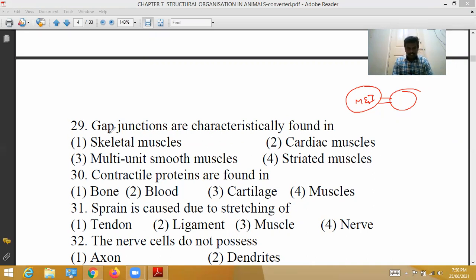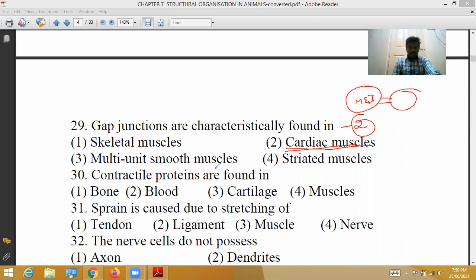See, the first option: gap junctions are characteristically found in... cardiac muscles. Gap junctions are commonly found in cardiac muscles. So this question, 29th question, correct option is 2, cardiac muscles.